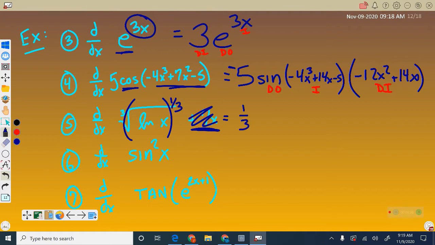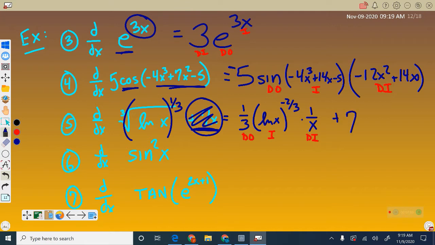So the cubed root of ln of x, ln to the 1/3 power. Bring the outside exponent out in front. Your new exponent is when you subtract 1. And then the inside stays the same. So this is the derivative of the outside with respect to the inside. I still need to multiply by the derivative of the inside, which would be 1 over x. Now, don't forget, we still had this plus 7x that we needed to take the derivative of. We can take it completely separately and put the plus 7 for its derivative right there.